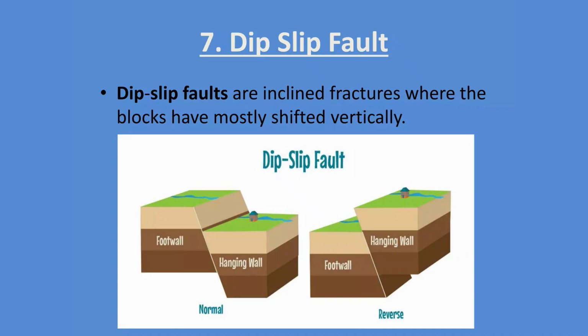And now coming to the dip slip fault. So what is a dip slip fault? A dip slip fault means the movement of the hanging wall block is along the dip direction, either towards up or towards down. In that case, that is called a dip slip fault.